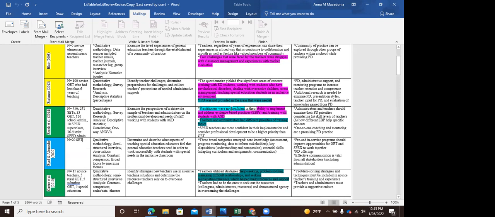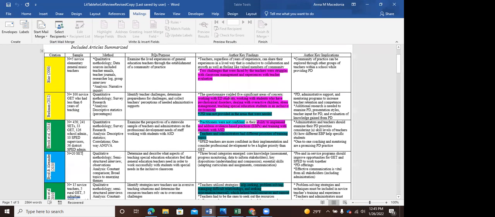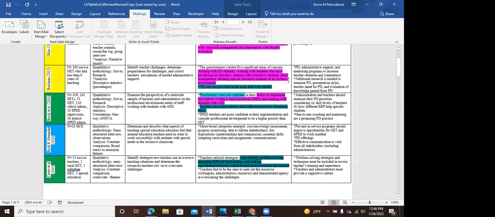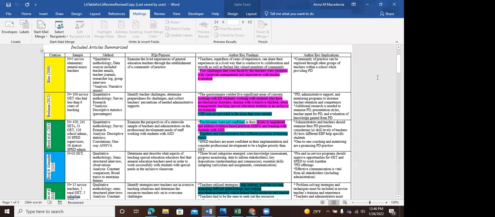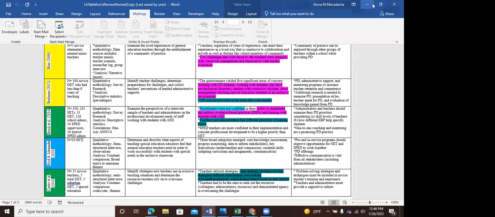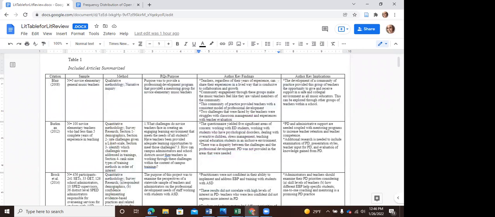So what you're eventually going to do with your matrices is, hopefully by looking at all of this information, you're going to be able to look at specific themes within your literature. So I want to show you what we actually did in terms of themes.